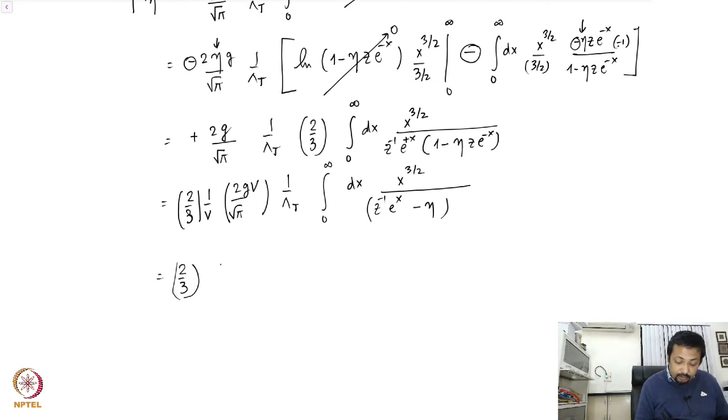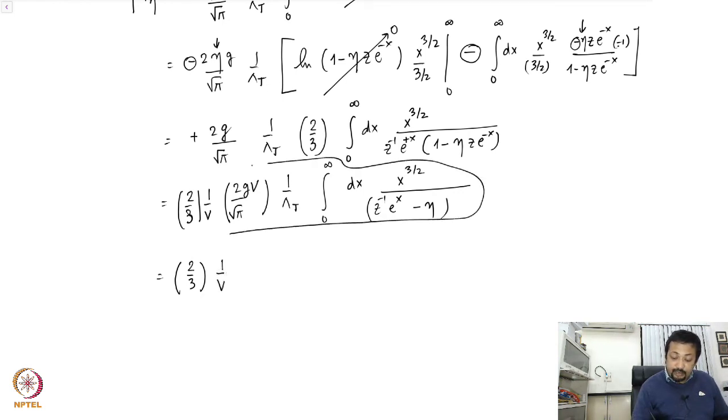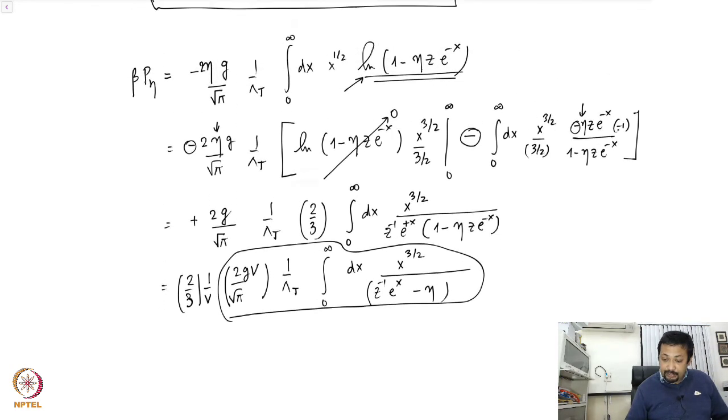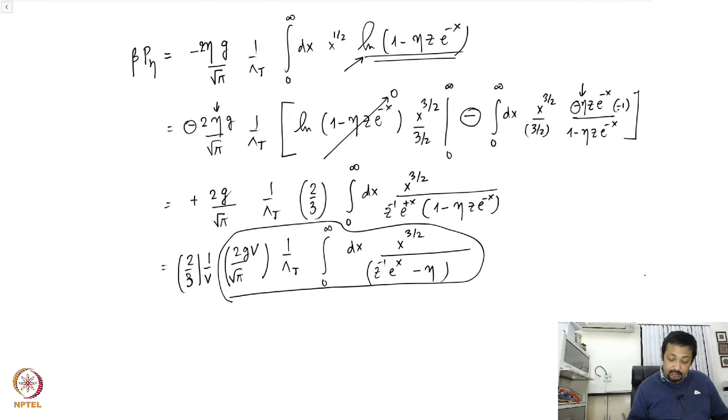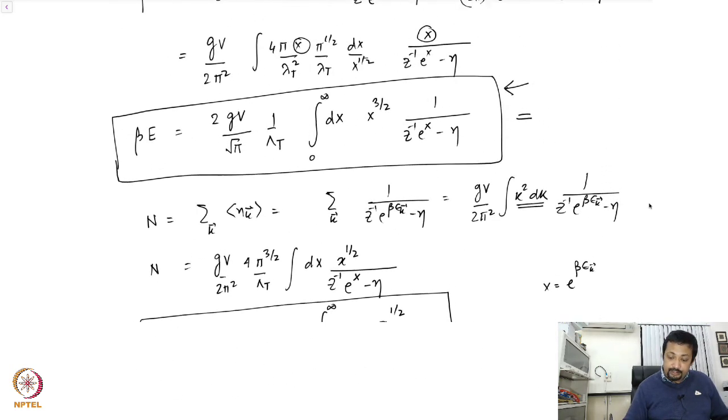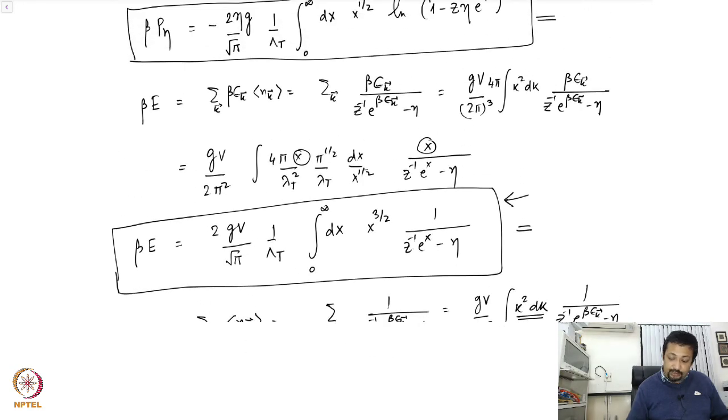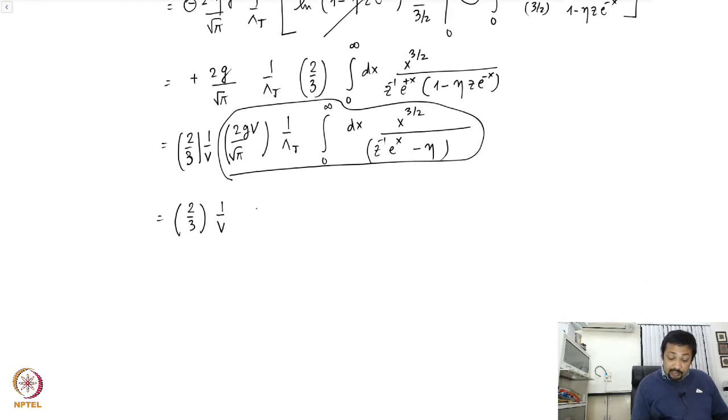Now, this is 2 by 3 times 1 by V, and if you look at this expression that we have come to after using integration by parts, you will see that this is exactly this expression. There's a 1 by lambda_T, 2gV over square root pi, 1 by lambda_T, from 0 to infinity, x to the power 3 half, over z inverse. And see, this is the same thing that we are looking at. And therefore, you come up with the answer of this.